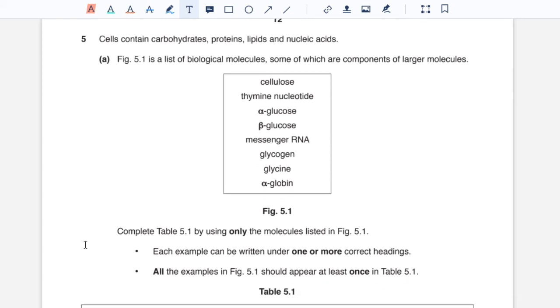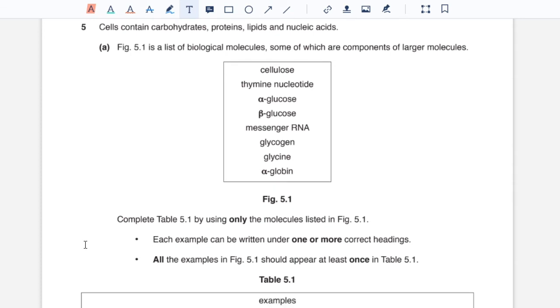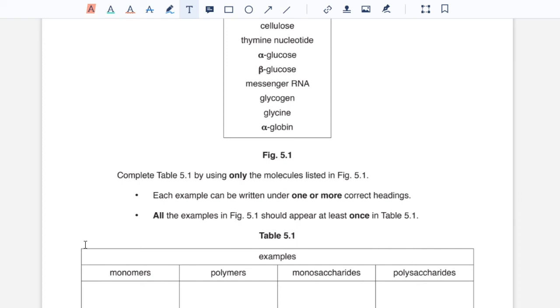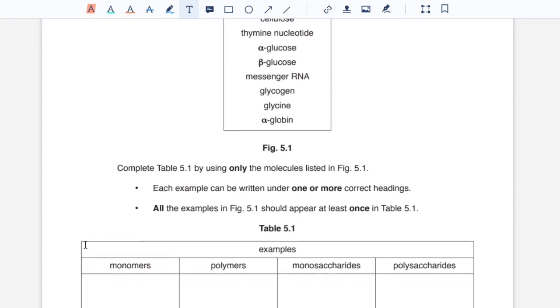Cells contain carbohydrates, proteins, lipids, and nucleic acids. Figure 5.1 is a list of biological molecules, some of which are components of larger molecules. You've got to complete table 5.1 by using only the molecules listed in figure 5.1. Each example can be written under one or more correct headings. All the examples in figure 5.1 should appear at least once in table 5.1.